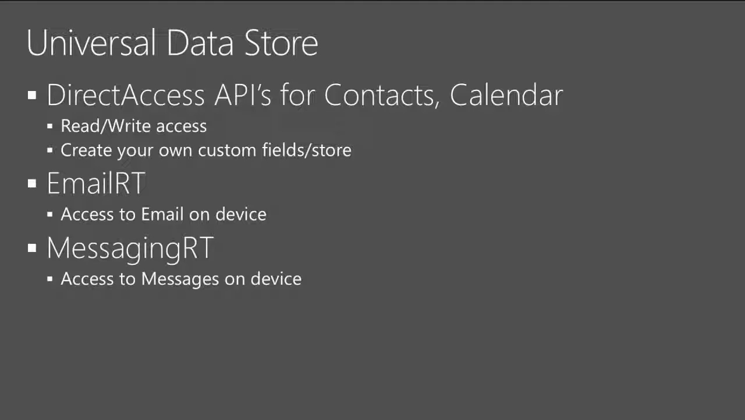And lastly, we also give you access to the Universal Data Store as a developer. And I don't know, there's 2,500 new features we could talk about, but what you can do now is you can read and write to the contact and calendar store. Create your own custom fields and create your own store and integrate it. So in the people view, you get a single nice view on your custom stores as well. We also give you access to the email API, so you can send emails from your device.